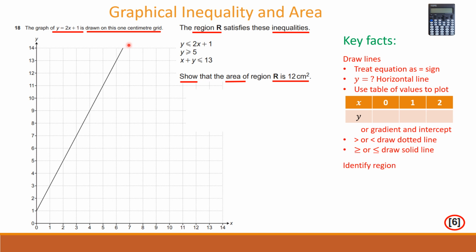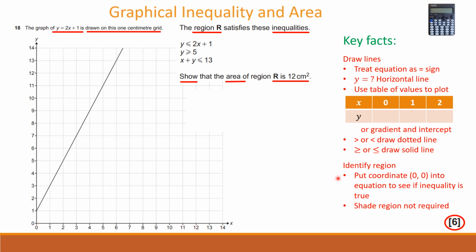You've then got to identify the region. To identify the region, you put in a coordinate, and the easiest coordinate to put in is the point 0, 0. You put that into the inequality and see if it is true. If it is true, that's the region you want, so then you shade the opposite side because that's the region you don't want. So you always shade the region not required, so you're left with R in the middle.